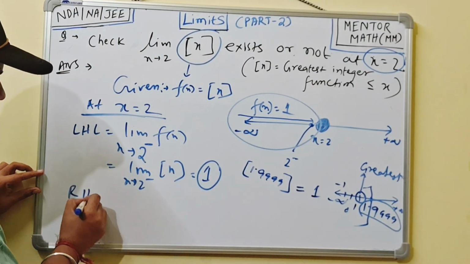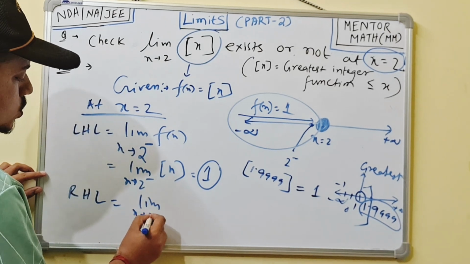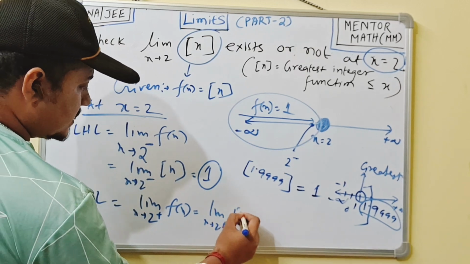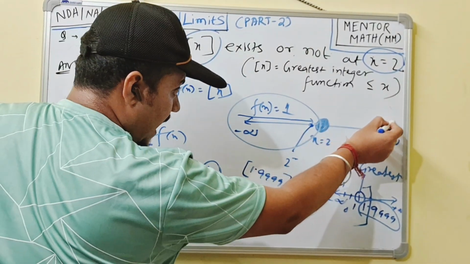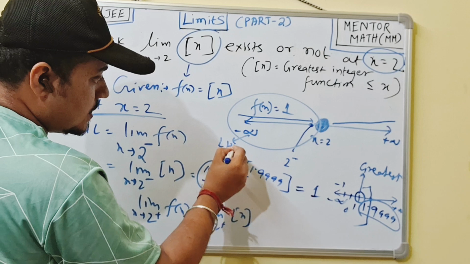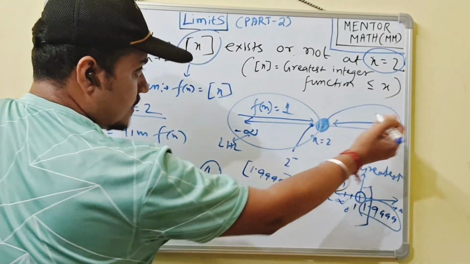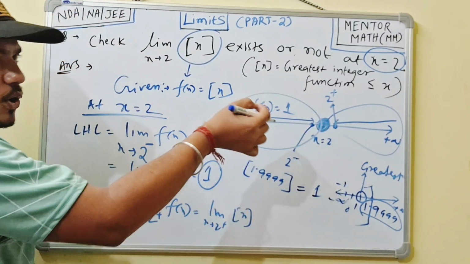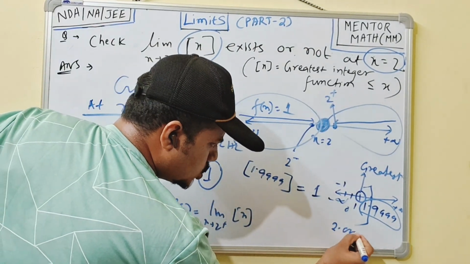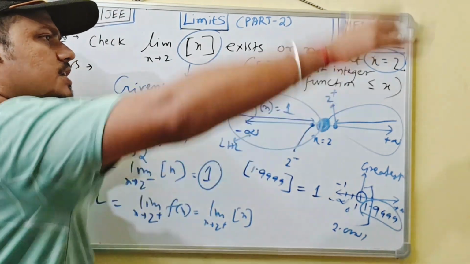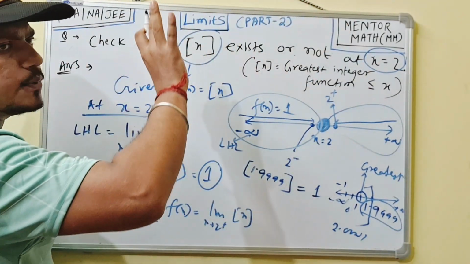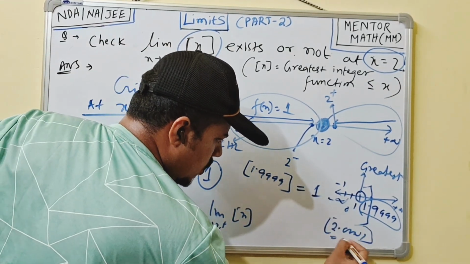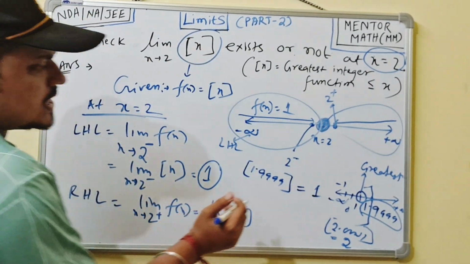Similarly you can find your right hand limit also. Limit x tends to 2 positive f(x), that means limit x tends to 2 positive box x. And again you can check from the right side. Right hand limit means right side. This is your left hand limit, this is your right hand side, from the right side. So whatever value you take, this is your 2 plus. Whatever close value you take, like 2.00001, 2.001, with any value you take, the box value gives obviously 2, because this is the greatest integer.